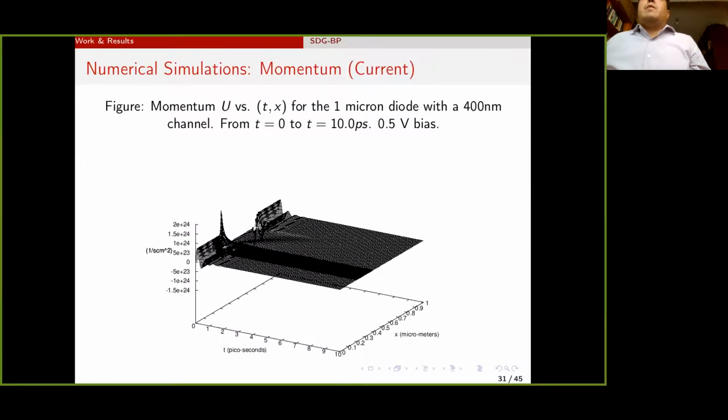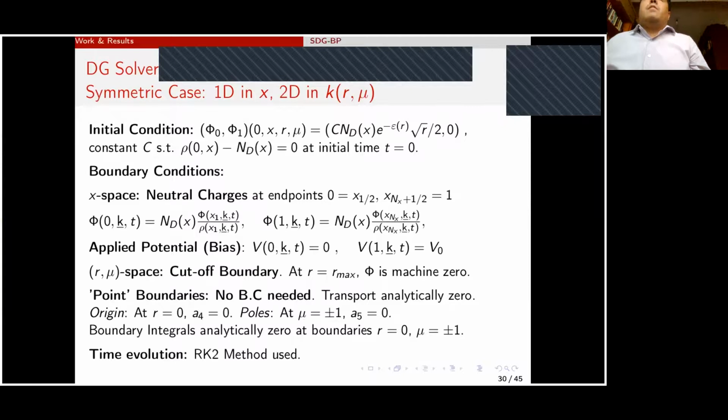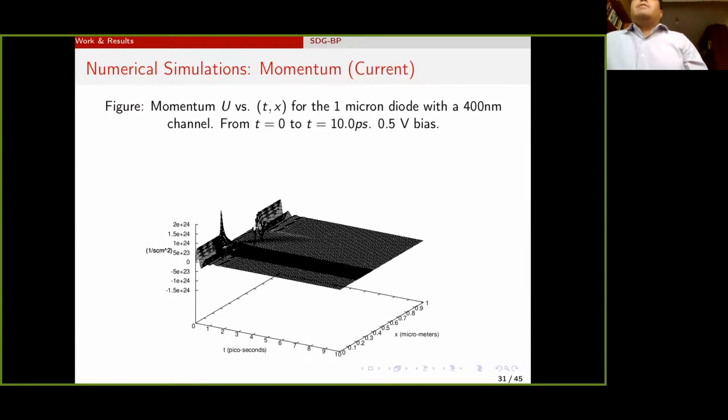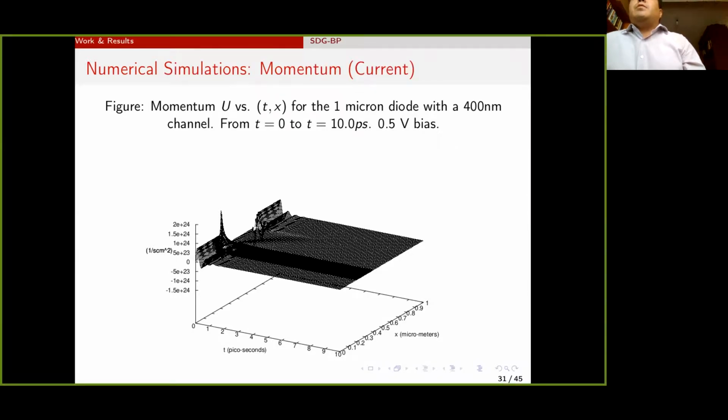So, okay, let me present the results. Basically, we're going to solve the system resulting from the stochastic Galerkin formulation via discontinuous Galerkin methods. This is a figure representing the evolution of the momentum over time over the whole 1D domain for the micron. You see that there is some stabilization after some transient time, so you get a constant current.